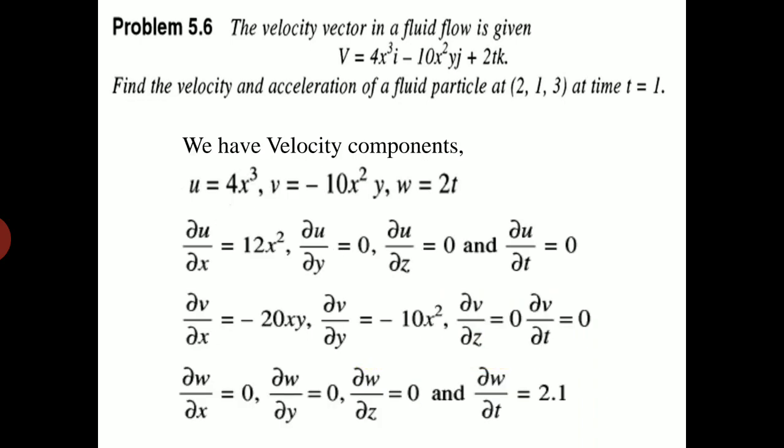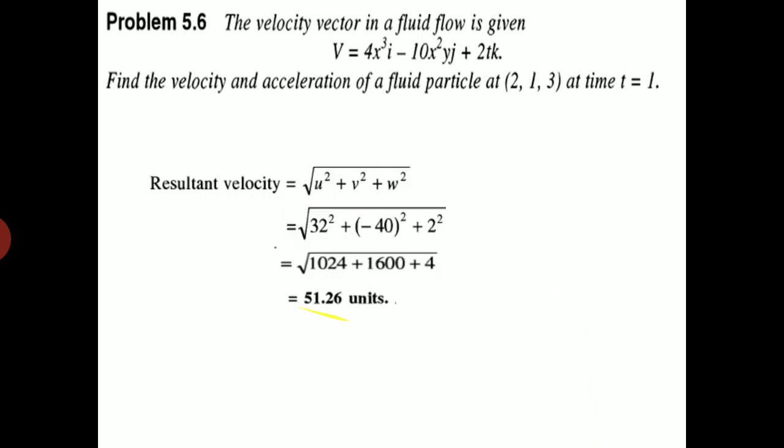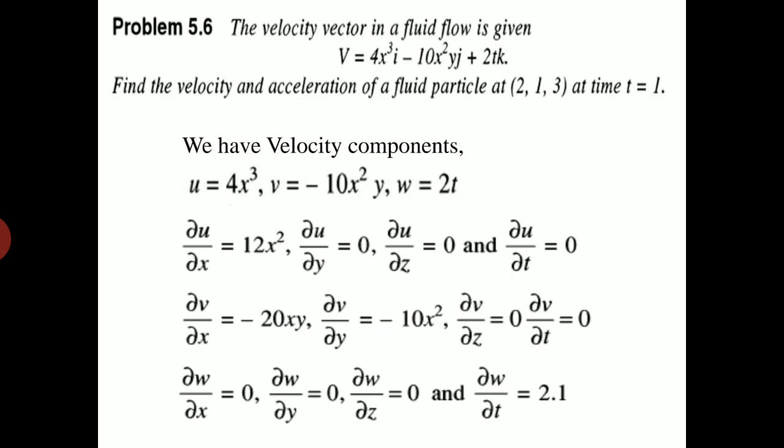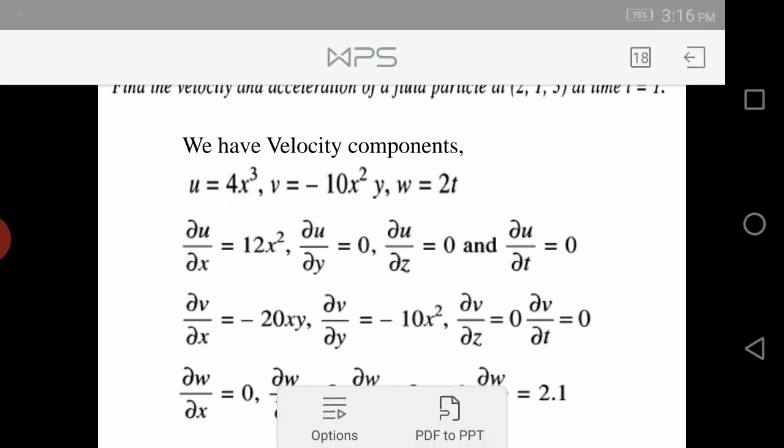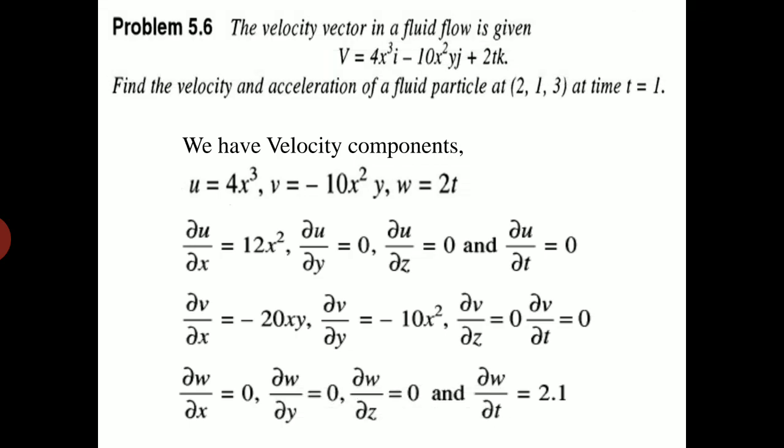So now we have been given in the numerical that u is equal to 4x cube, v is equal to minus 10x square y, and w is equal to 2t. So we just have to do the differentiation of this u equation with respect to x, y, and z. If I am doing this derivative with respect to x, I'll be getting 12x square. If I am doing the derivative of u with respect to y, since there is no component of y, I'll be getting it as 0. Similarly, in u I am not having any component of z, so it will be 0. Again, I am not having any component of t, therefore it will be 0.